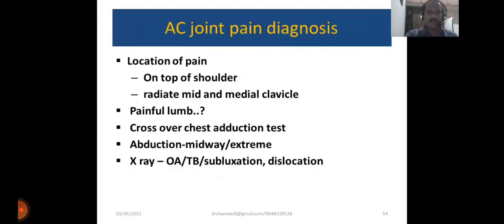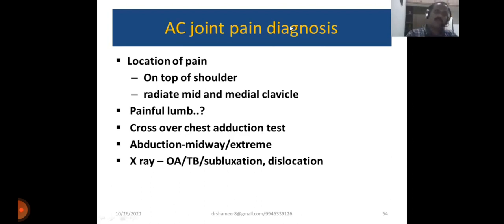Coming to our diagnosis, the first one is AC joint pathology. The area I'm touching is the top of the shoulder, and the pain may radiate towards the mid and medial clavicle. In some cases, there will be a painful lump. In some cases, there will be a normal appearance with only tenderness. There will be no lump over the top of the shoulder, but there may be tenderness. In some cases, there may be a painful lump.